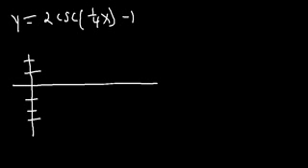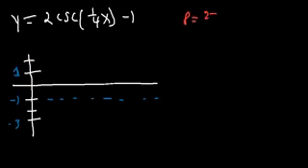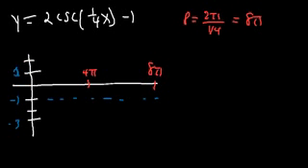So the vertical shift is at negative 1. Negative 1 plus 2, our max is at 1, negative 1 minus 2, the minimum is at negative 3. And the period is 2 pi divided by b, which is 1 fourth. So 2 pi times 4, that's 8 pi. So let's put 8 pi over here somewhere. The midpoint is 4 pi, and half of that is 2 pi, times it by 3, you get 6 pi.